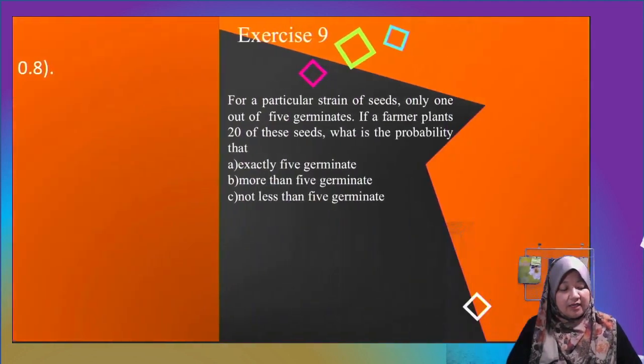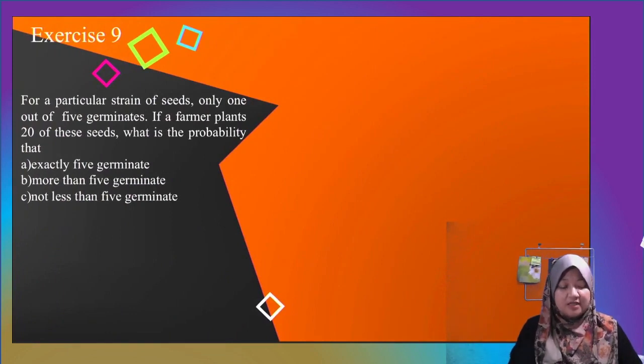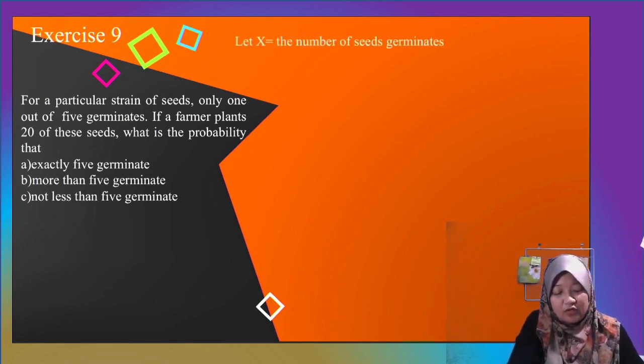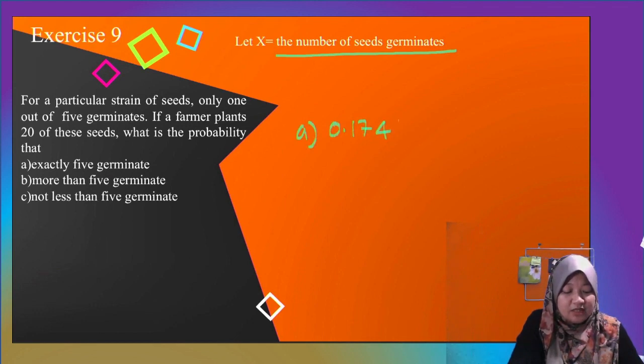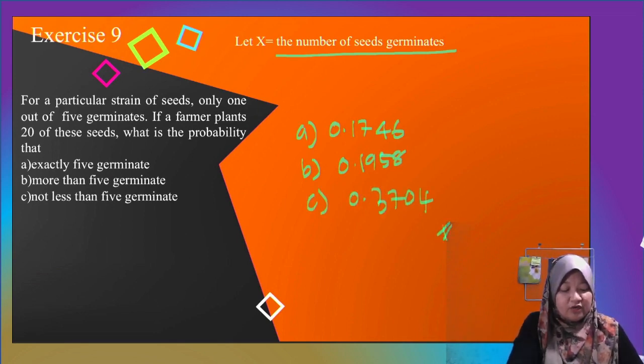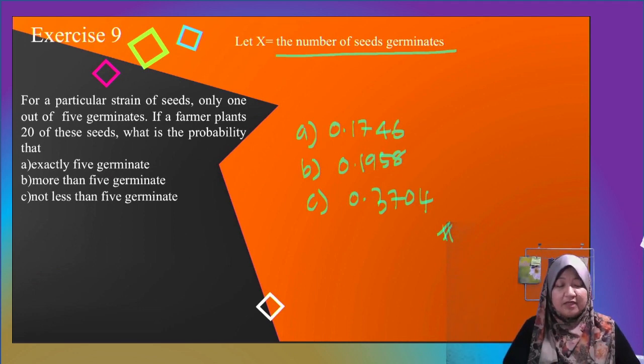Okay. And for this exercise, last exercise, saya nak awak cuba soalan ni dan saya akan bagi jawapan dia. Okay, yang ni kalau awak baca, dia cerita tentang number of seed germinates. So, ini adalah successful event dia. Jadi, saya bagi jawapannya. Untuk A, jawapan dia adalah 0.1746. Okay, B, jawapan dia 0.1958. Okay, untuk C jawapannya 0.3704. Okay, saya harap awak boleh cuba. Okay, di sini saja saya berkongsi pada awak bagi chapter subtopik 10.1 Binomial Distribution.